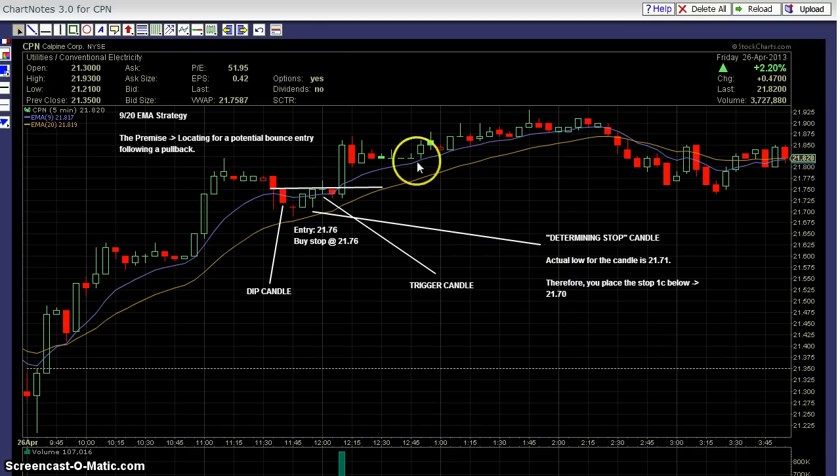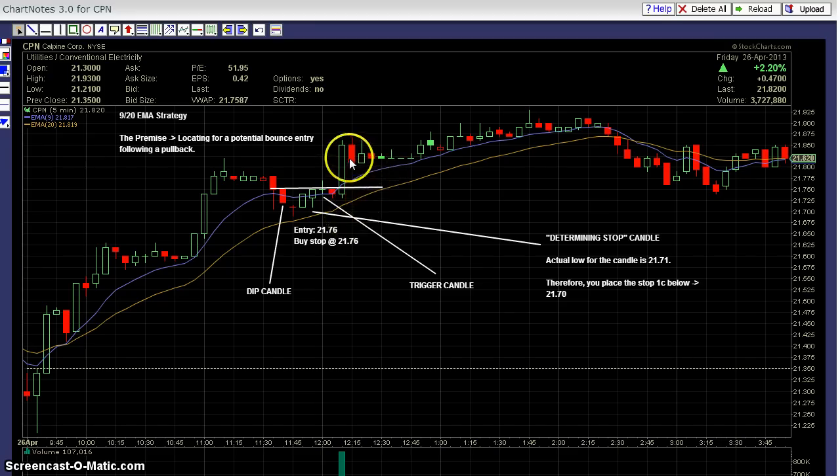So now you pretty much ride it. It's up to you how much room you want to give this thing. Do you want to set a trailing stop at the 20 EMA, or maybe a trailing stop at the 9 EMA? It's really up to you, based on how you want to ride this. Your risk is 6 cents. So maybe you want to do a 2 to 1 reward to risk ratio.